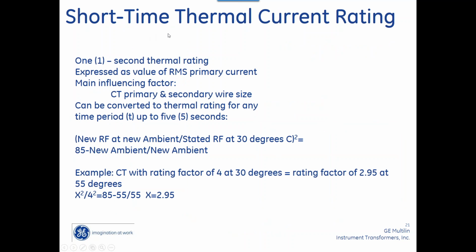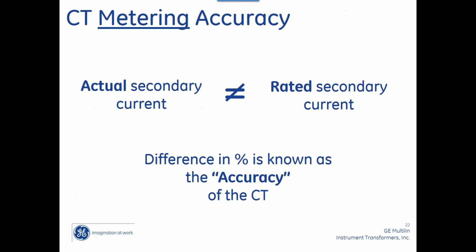Okay, let's talk about short time thermal current ratings, because a lot of times you may have to overload that CT and it's only rated, or you have temperature you need to look at. So here's a formula where I can take a CT with a rating factor of 4 at 30 degrees, but I'm going to operate it at 55 degrees. Using this formula, it actually derates to 2.95, or approximately 3 times. So that's something you can be aware of.